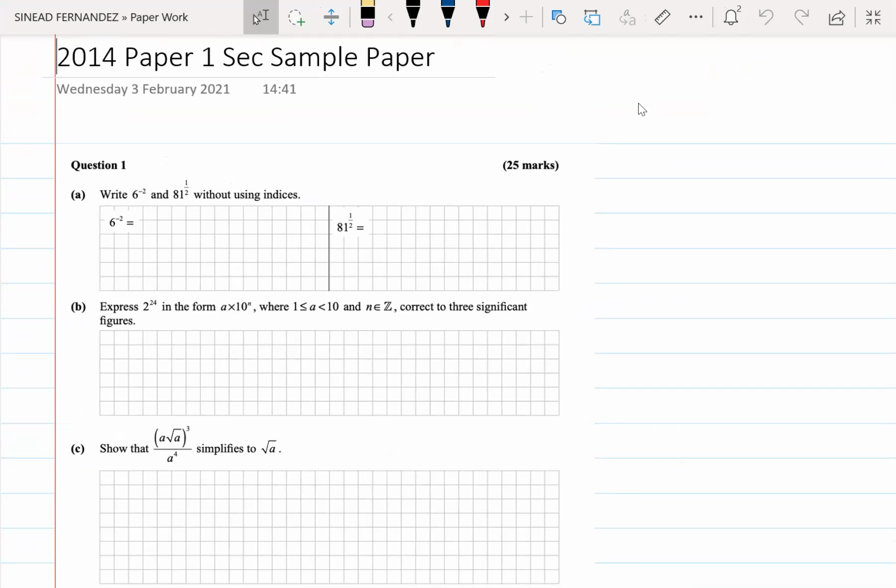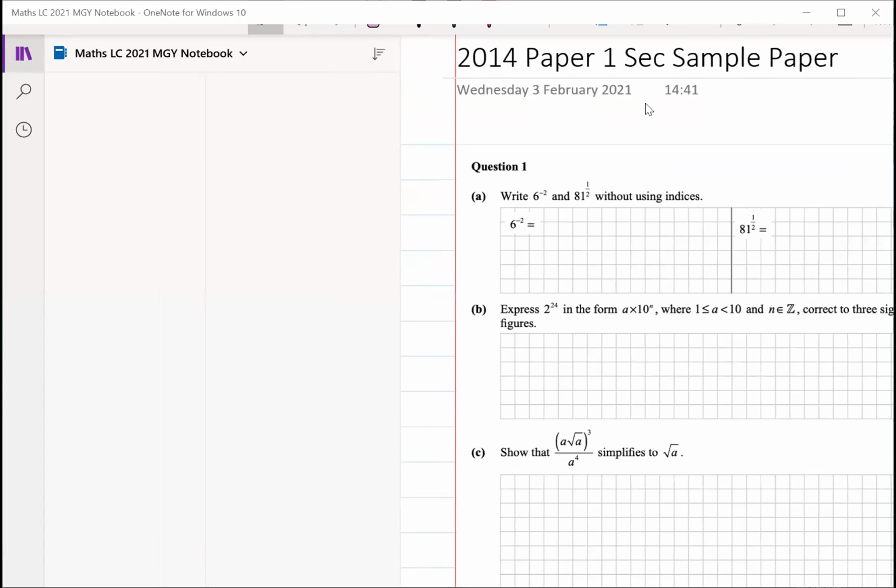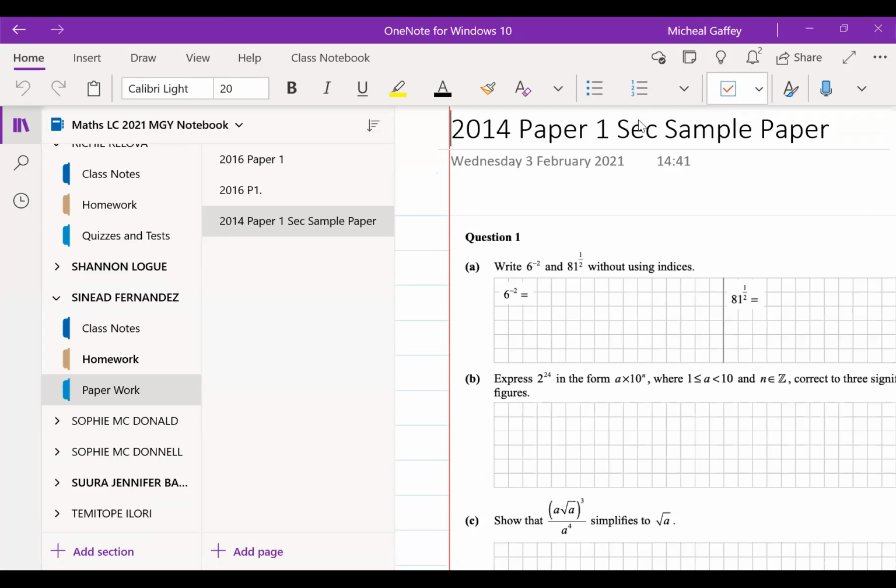To be honest, with 2014 papers, if I were you guys, I would be concentrating on the 2015 to 2020 ones. I wouldn't be too bothered about it because the paper has changed a good bit since 2014. Anyway, there are some good questions in here I should look at.